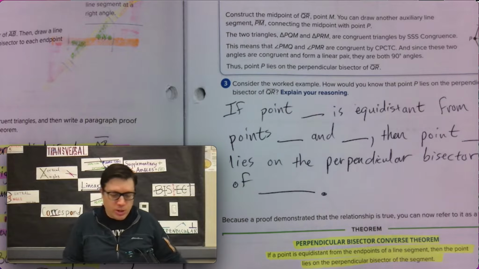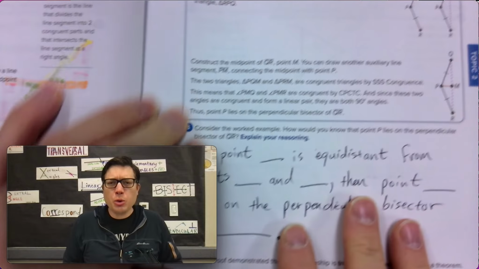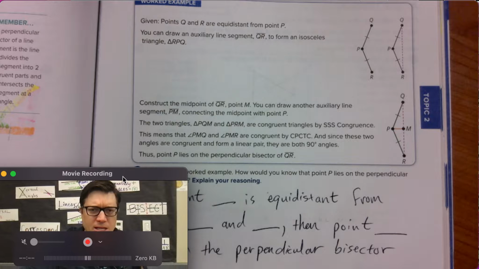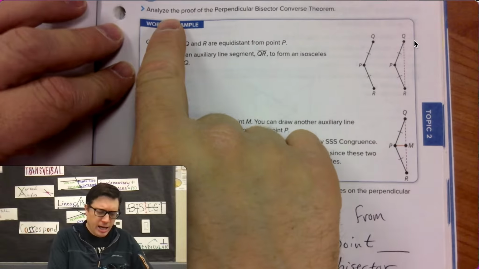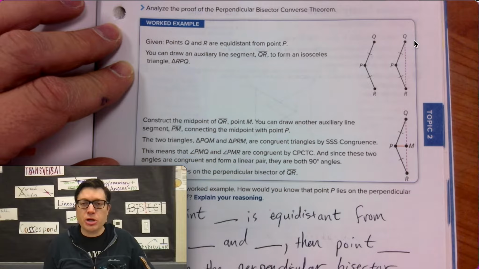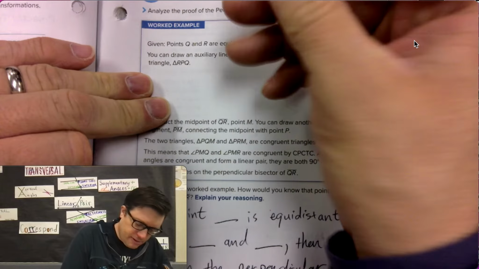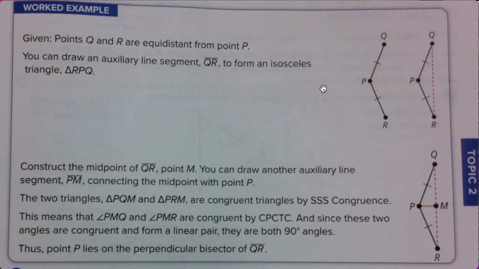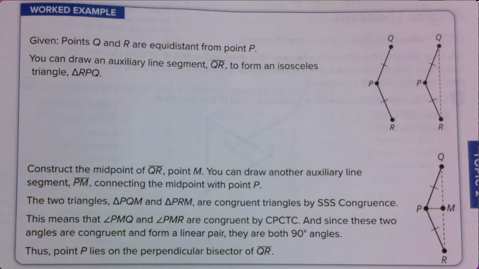Here we go. Let's go through the worked example together first. Highlight, process, and annotate whatever information we have in this space. Analyze the proof of the perpendicular bisector converse theorem. That's our focus, and that's why I've got that note card. It says, given points Q and R are equidistant from point P. That's a vocabulary word that you need to know. In fact, I'm going to zoom in so it's just the processing of this section.